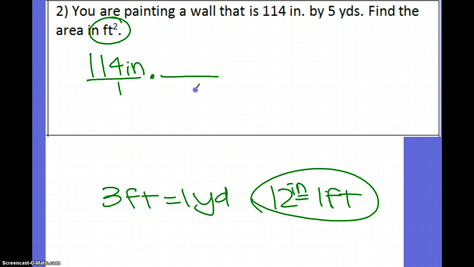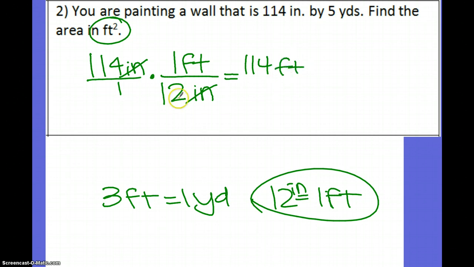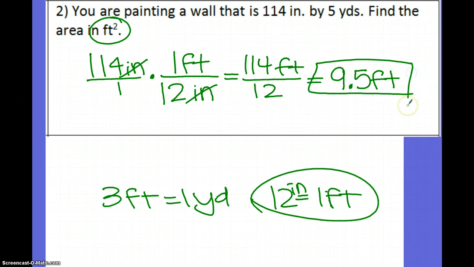We have inches on top, so we need our 12 inches on the bottom. That's equal to 1 foot, so 1 foot goes up. Inches over inches is gone. 114 times 1 is still 114. And 1 times 12 is still 12. And if I divide those out, I get 9.5 feet. So that's one side. It's either the base or the height.